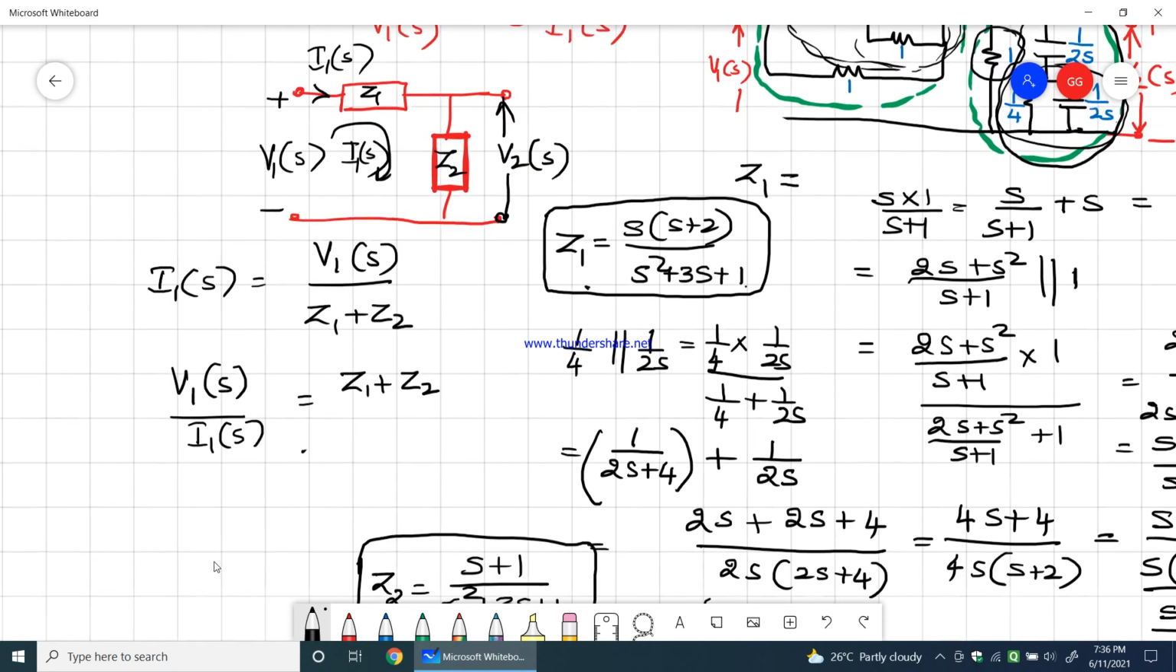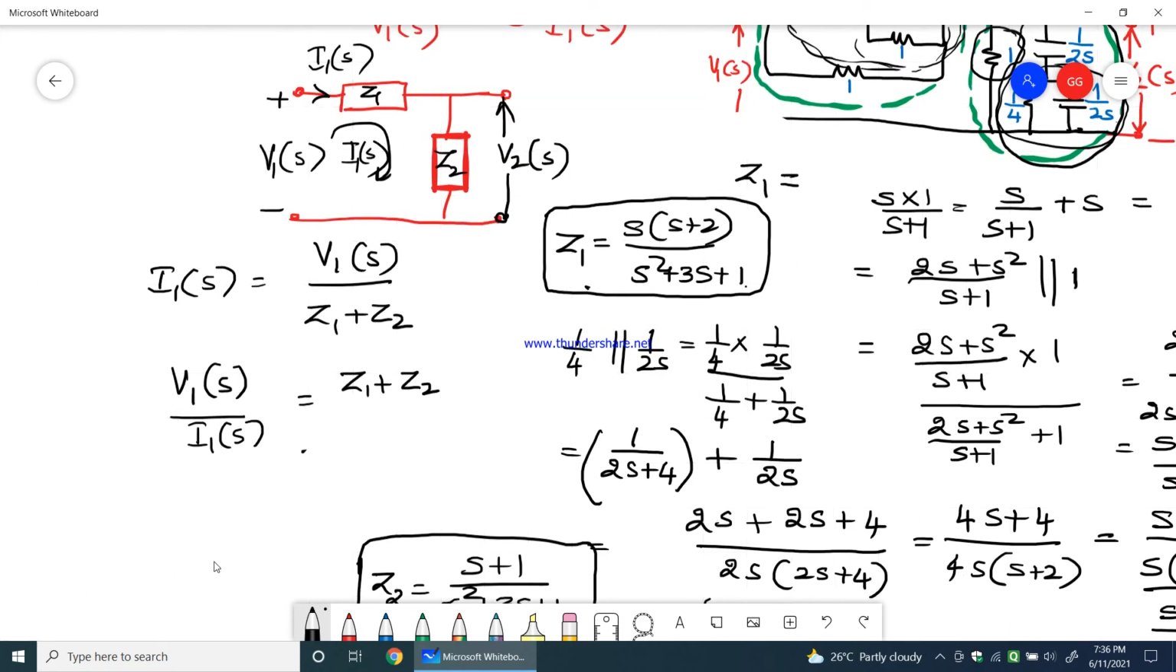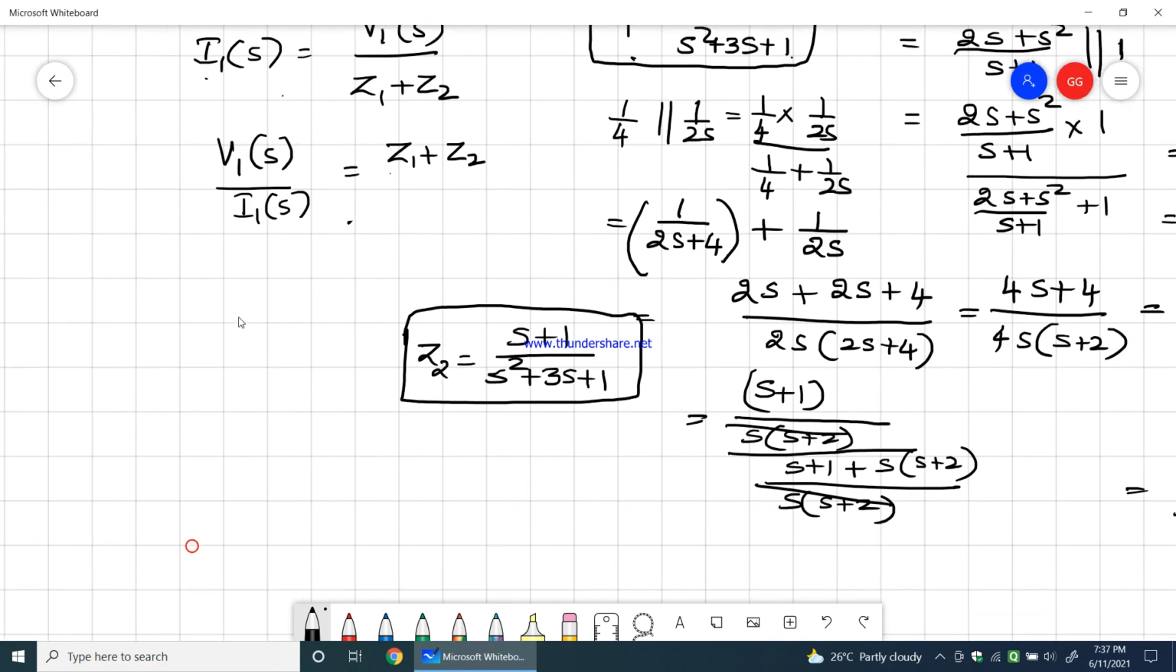So come back to the diagram which we have written here. We see that this is similar to the first and third problems which we have solved. Therefore here the total impedance is z1 and z2. The current I1 of s is the current flowing through z1 and z2. Therefore I can say the total current I1 of s would be equal to the input voltage V1 of s divided by the summation of these two impedances. Therefore V1 of s by I1 of s would be equal to z1 plus z2. Therefore I'll add this z1 and z2.